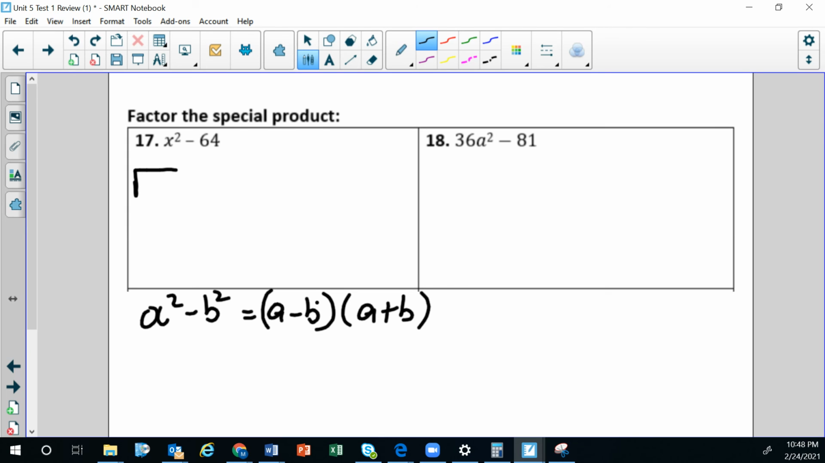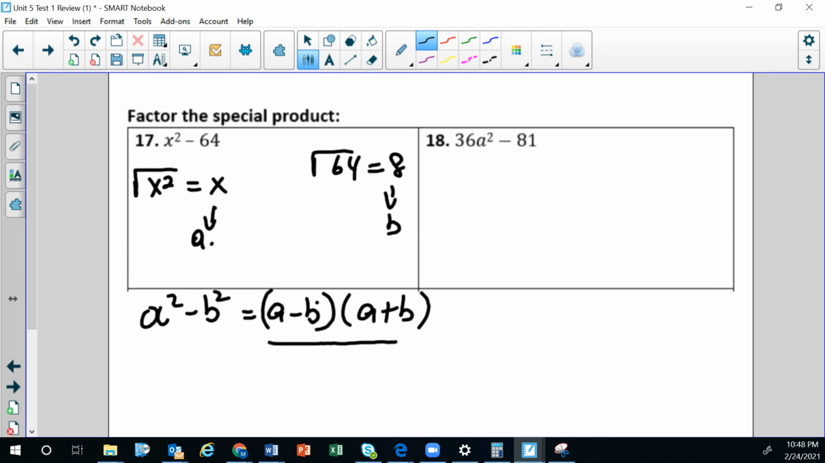The square root of x squared is going to give me x, and that is my a term right there. And then the square root of 64 is 8, and that's my b right there. See that? So all we got to do now is, this is going to be my answer right here.